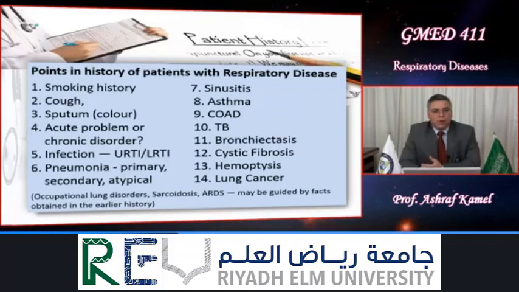We ask about the problem, whether it is acute, of few days duration, or chronic, weeks, months, or even years. We ask about the location of infection, whether it is an upper respiratory tract infection or a lower respiratory tract infection. We ask about pneumonia, primary, secondary, or atypical. We ask about sinusitis, bronchial asthma, COAD, that is chronic obstructive airway disease, tuberculosis, bronchiectasis, cystic fibrosis, and hemoptysis, which is coughing blood. And finally, we ask about lung cancer.